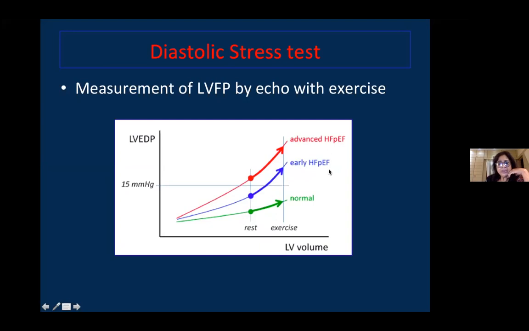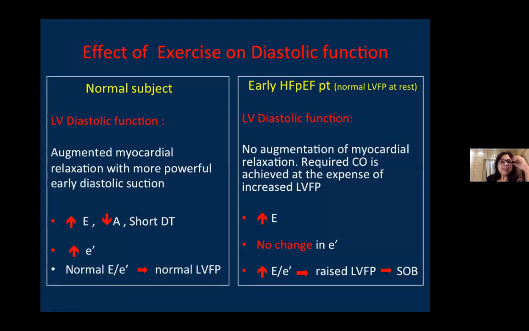Now, why does this happen? If we look at the effect of exercise on diastolic function in a normal subject, there is an augmentation of myocardial relaxation with more powerful early diastolic suction, increasing the E wave as well as the E prime velocity, tissue Doppler velocity. So if the velocity of both E and E prime increases, that will keep the E by E prime ratio normal. This will indicate normal LV filling pressure.